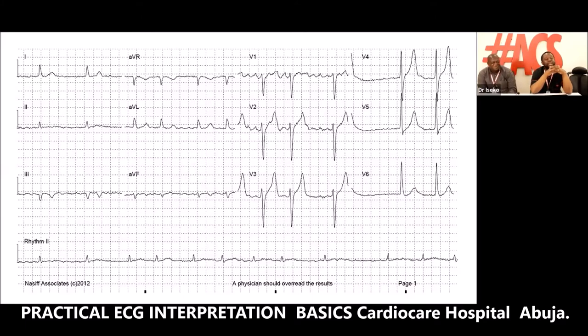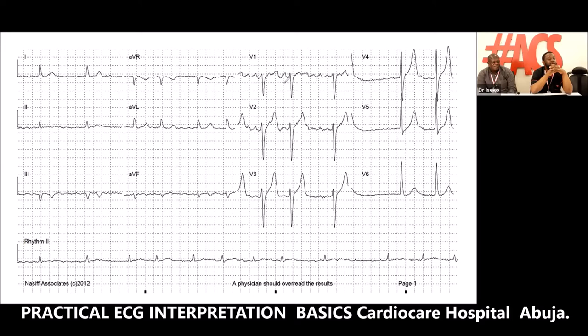Now, if you look at lead V1 of this ECG, there's actually a P wave. You can see the P waves. There are multiple P waves. You can annotate for them, if you really look well. So this is now advanced.